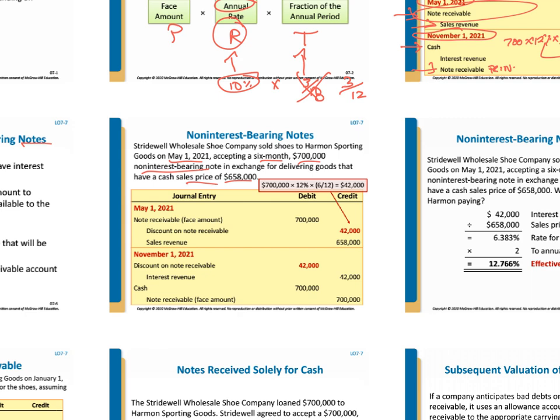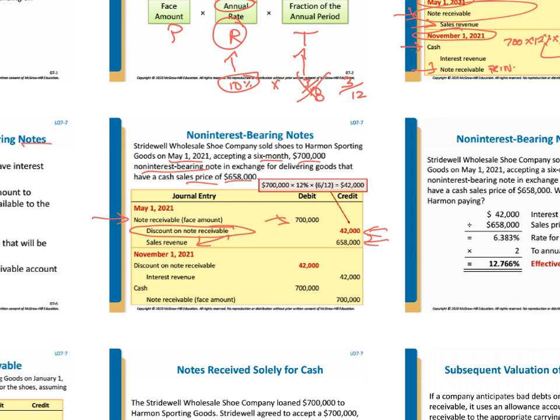So when we record this transaction, our sales revenue only represents the selling price of $658,000. We've got a notes receivable for $700,000, and the difference is going to go to a contra asset account that offsets the notes receivable, this discount on notes receivable. So these two net together to show the carrying value of what the notes receivable is, and that $42,000 represents our interest, even though it is a non-interest-bearing note.